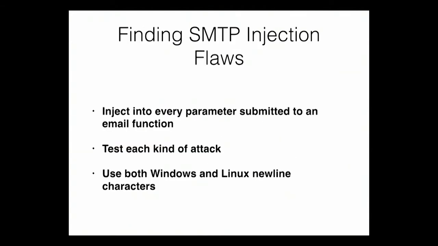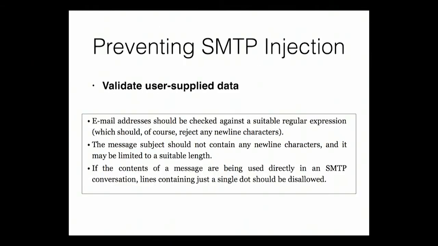So good, clean fun. So you find this stuff, of course, inject into every parameter, and try Windows and Linux new lines and so on, that sort of thing. If you want to prevent this, then you should be validating the data. What else can you do? Emails should be checked to make sure that all you have in there is one email address with one @ sign and no new lines and all that jazz. Check for the meta characters. That's pretty much all you can do.